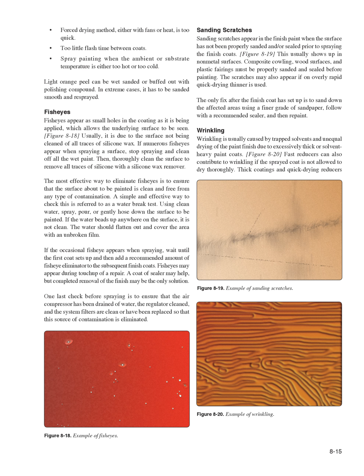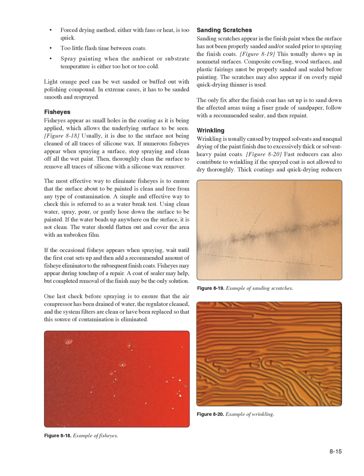One last check before spraying is to ensure that the air compressor has been drained of water, the regulator cleaned, and the system filters are clean or have been replaced so that this source of contamination is eliminated. Sanding scratches appear in the finish paint when the surface has not been properly sanded and/or sealed prior to spraying the finish coats. Figure 8.19, this usually shows up on non-metal surfaces. Composite cowling, wood surfaces, and plastic fairings must be properly sanded and sealed before painting. The scratches may also appear if an overly rapid drying thinner is used. The only fix after the finish coat is set up is to sand down the affected areas using a finer grade of sandpaper, follow with a recommended sealer, and then repaint.